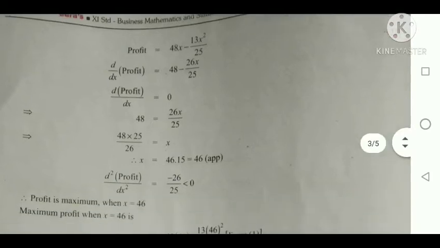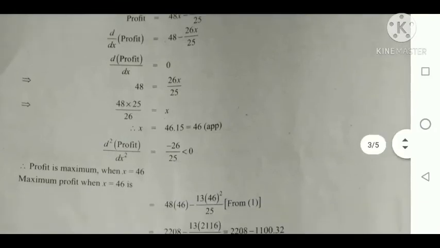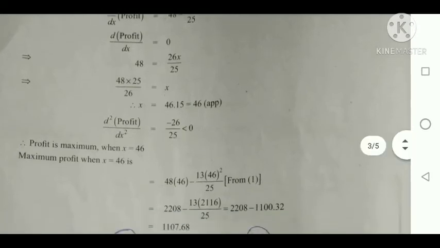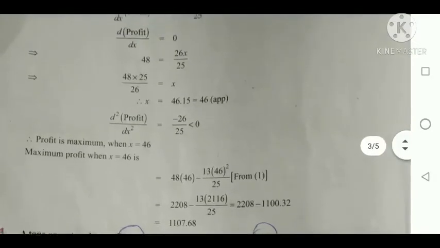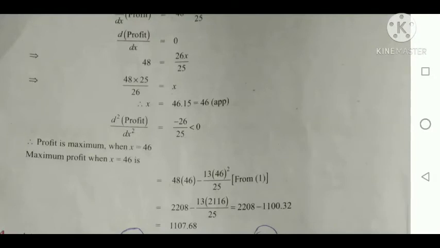Okay, if the differentiation value is 0, we find x equal to 46.5, approximately 46. Afterwards we differentiate once again in order to find whether the profit is maximum or minimum. When the question asks for maximum or minimum, you double differentiate the profit, or whatever it may be. Only then do we know whether it is a maximum or minimum.